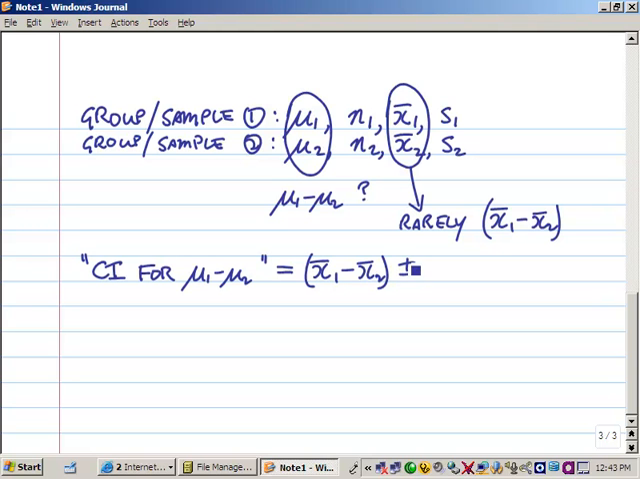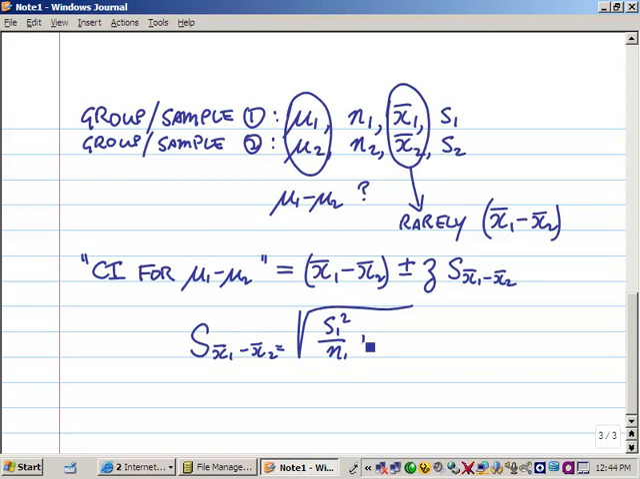plus or minus an appropriate z value times the standard deviation here, S with a subscript x bar 1 minus x bar 2, where S of x bar 1 minus x bar 2 is the square root of S1 squared on N1 plus S2 squared on N2. Okay, and beyond that we get the z values in the same way that we had the z values before, and all we have to do is, as I said, different formulas.